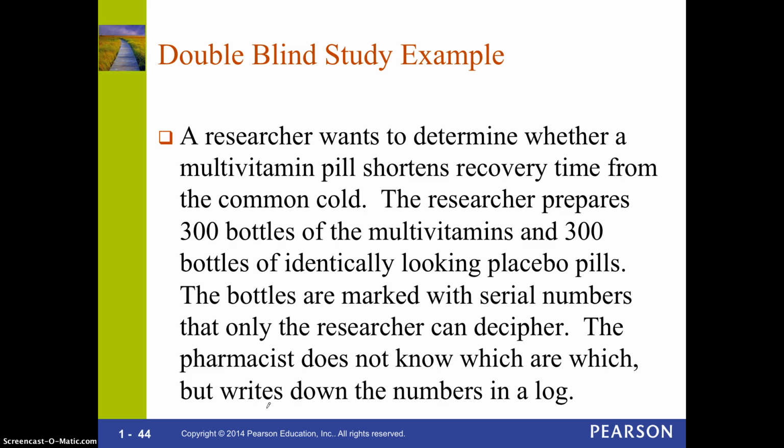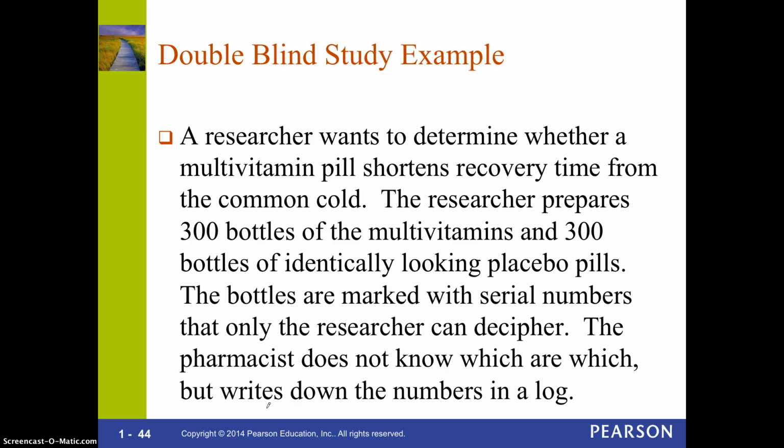So here's an example. A researcher wants to determine whether a multivitamin pill shortens recovery time for the common cold. The researcher prepares 300 bottles of the multivitamins and 300 bottles of identical-looking placebo pills. The bottles are marked with serial numbers that only the researchers can decipher. The pharmacist does not know which are which, but writes down the numbers in a log.